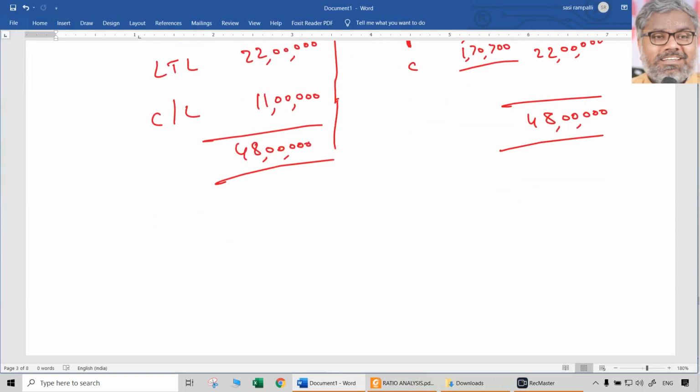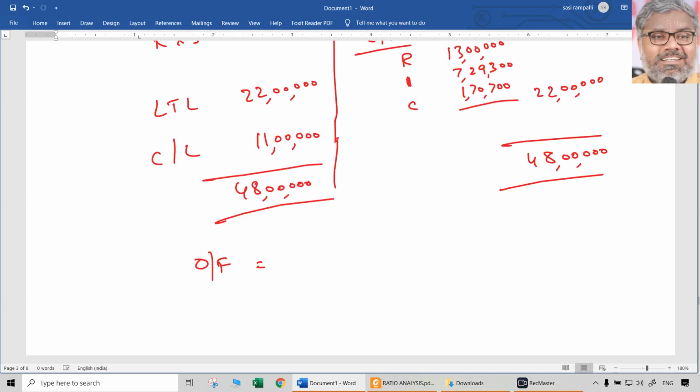Now let us do that working note separately. How much will be the total of the owner's funds, let us call it? Owner's funds will be how much? 48 lakhs is the total of assets. Naturally, it will be the total of equity and liabilities also. Minus 22 lakhs long-term liabilities, minus 11 lakhs short-term or current liabilities. So naturally, the owner's funds are 15 lakhs.